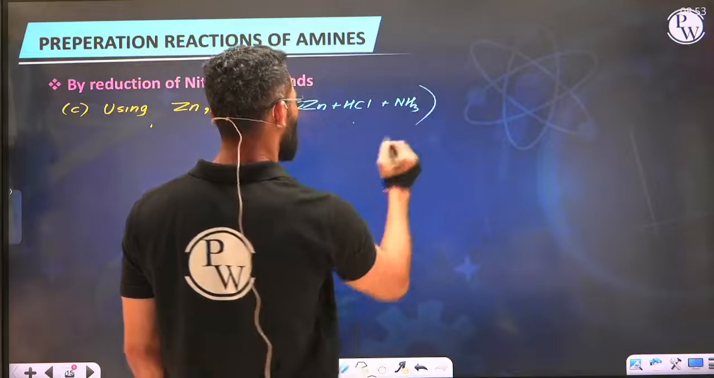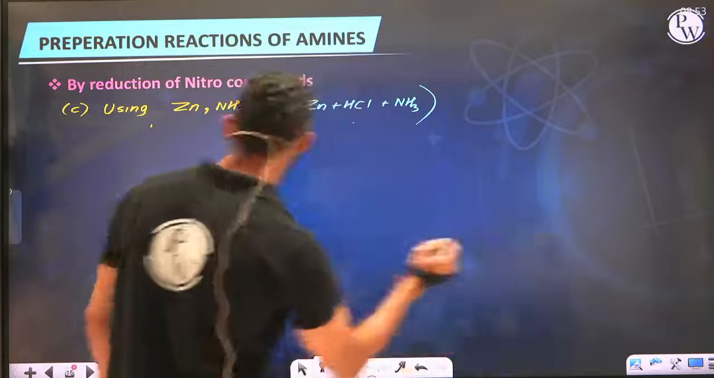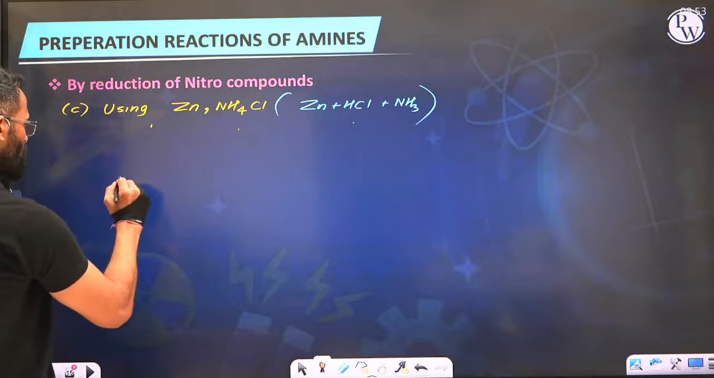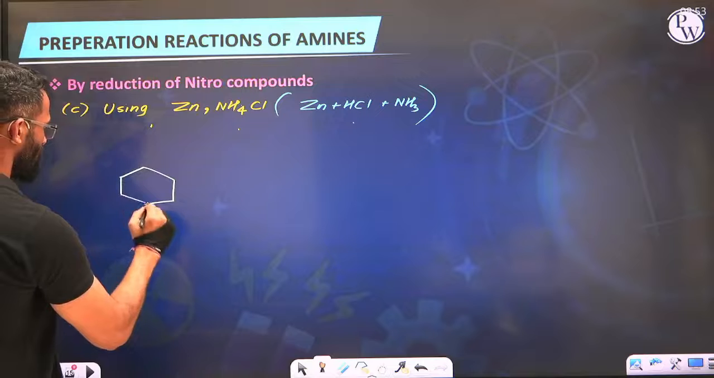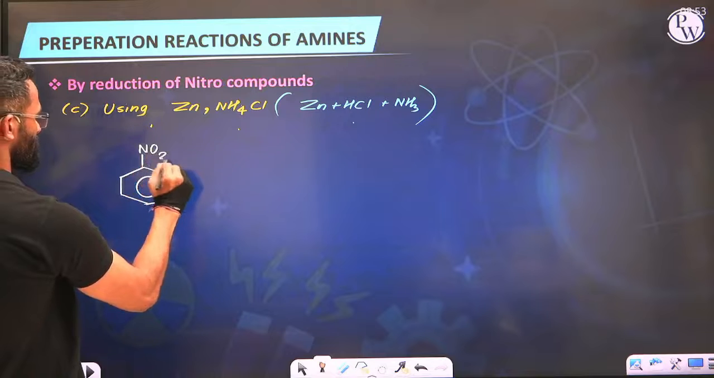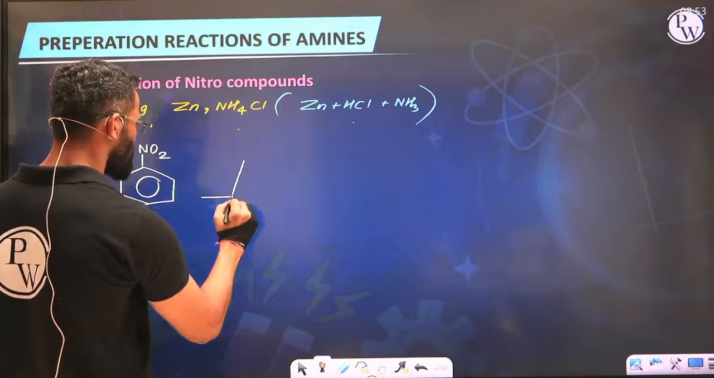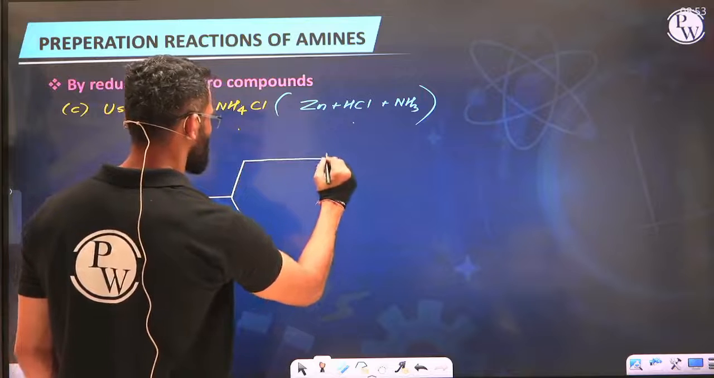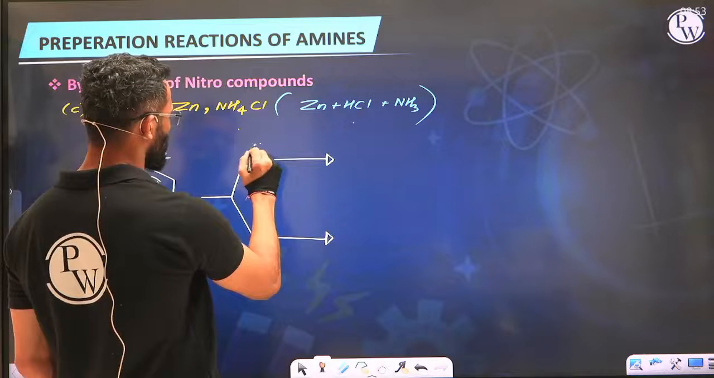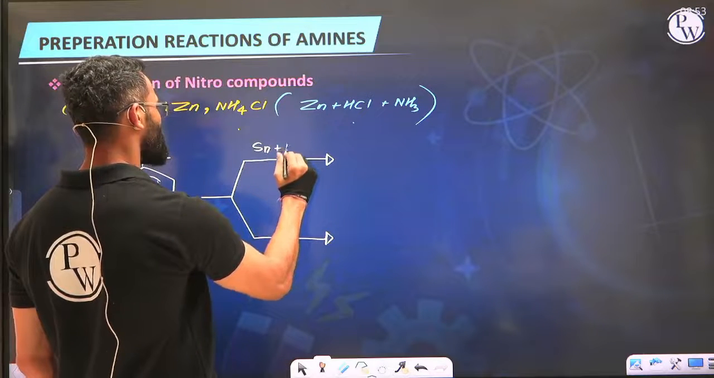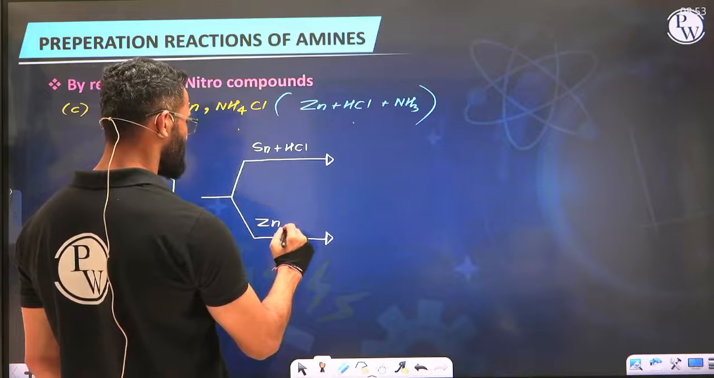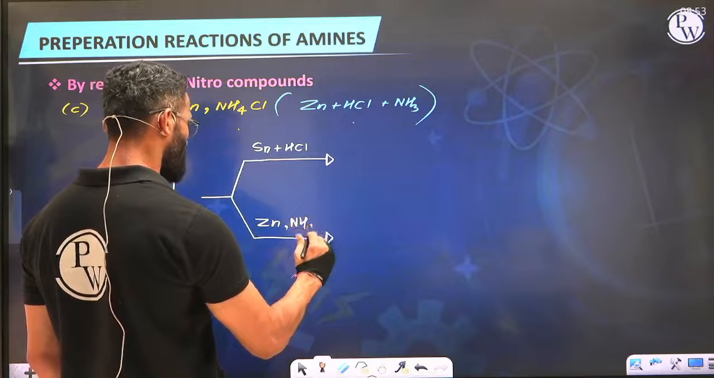Now understand one thing. When we had nitro compounds, let's say, to distinguish, I'm taking an aromatic compound. Let's say we have got nitrobenzene. And this nitrobenzene we are treating with two different sets of reagents. Either you can take zinc HCl, or let's say the common one which is given generally is tin plus HCl. And now we are taking zinc in ammonium chloride. Okay.